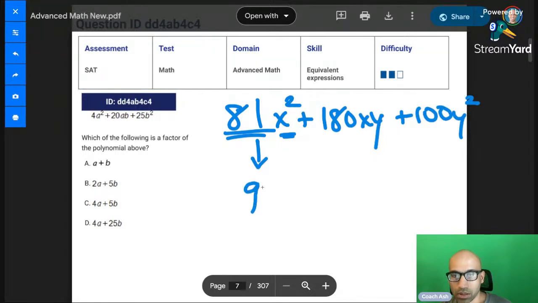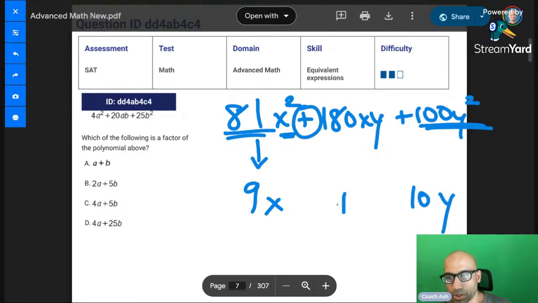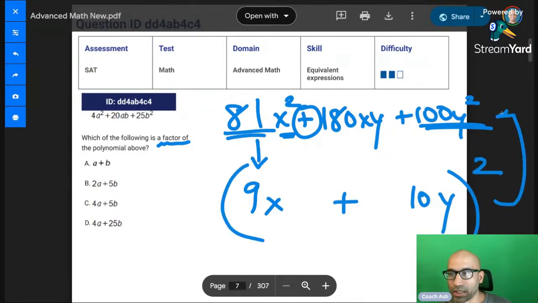The square root of 81 is 9 and the square root of x squared is x. And here you got 100y squared. What's the square root of 100? Well, 10, and the square root of y squared is y. And then take this plus sign and put it here. So this is a factor of it, right? In fact, the actual math is this squared is exactly equal to this value. And soon, we can look at this. But for now, just to start, you can quickly go through and solve these problems.